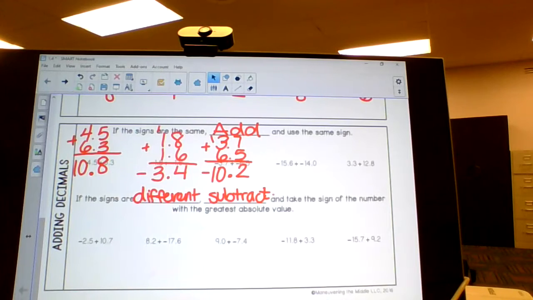Now, when you go home tonight, after you do all of these by yourself, what should you do? Use a calculator to check them, and that's instant feedback right there that you know if you're doing them right or not.